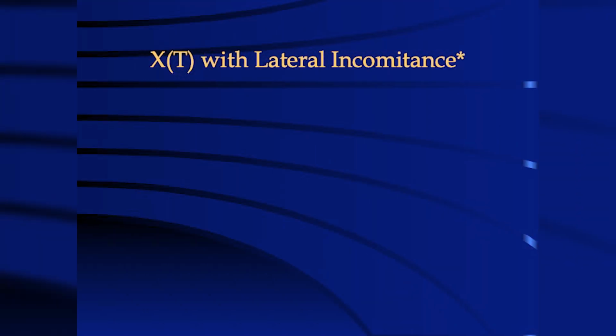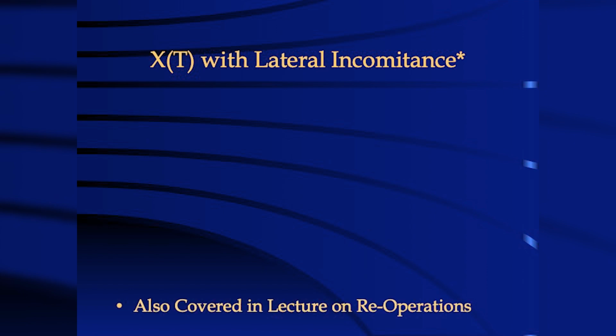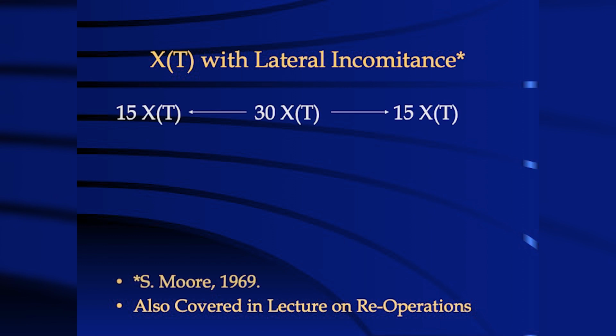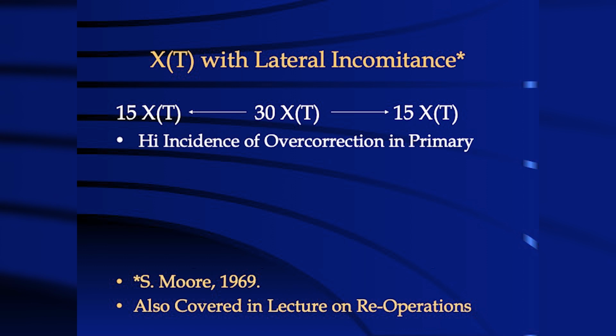I want to spend a minute talking about exotropia with lateral concomitants, and I'll mention that this is also covered briefly in the lecture on reoperations, but it's relevant in both places. So Sally Moore, a great orthoptist from New York, in 1969 observed that if an intermittent exotropia shows a decrease in the deviation in both right and left gaze, in this hypothetical construct, 30 in the distance, 15 in both right and left, there's a high incidence of overcorrection in primary after surgery.